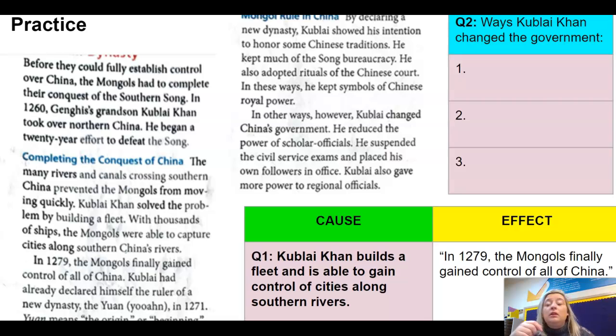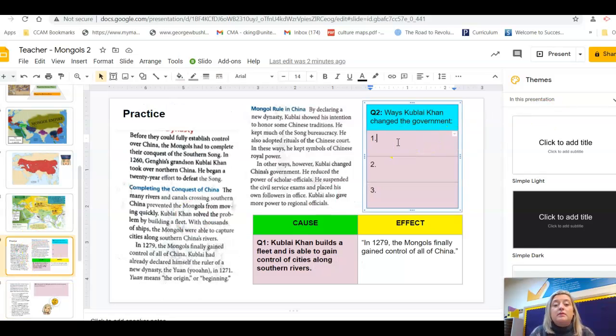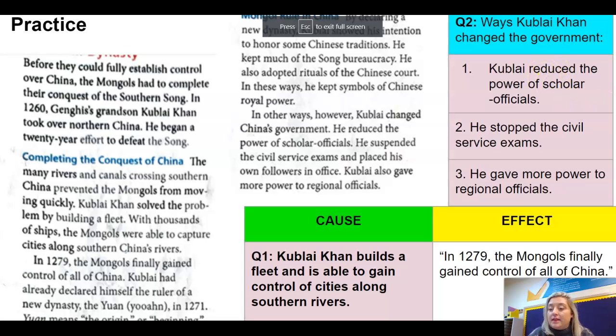Sorry, guys. So the first one we see is he reduced the power of scholar officials. We then see he stopped the civil service exams. And he gave more power to regional officials. So you want to get that down. You can pause and get that down while you're doing that.